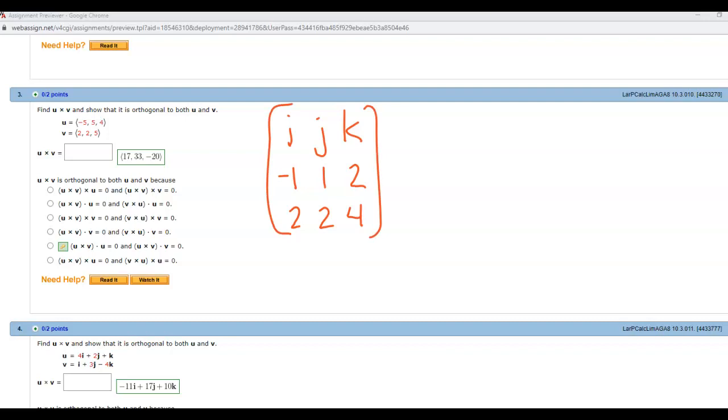Okay, when I looked at yours, I didn't see any mistakes, but there must have been a mistake somewhere. I just didn't catch it. So let's go ahead and do our i matrix. 1, 2, 2, 4.